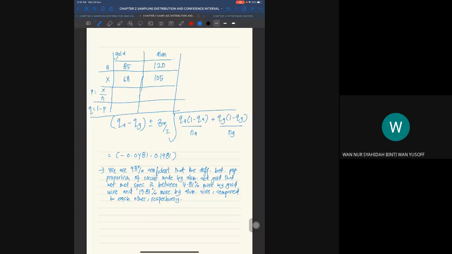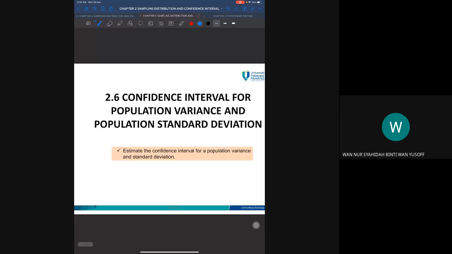Okay, so we proceed to the next one. 2.6, confidence interval for the population variance and population standard deviation. In your question it will be mentioned clearly whether we need the confidence interval for the population variance or the population standard deviation.